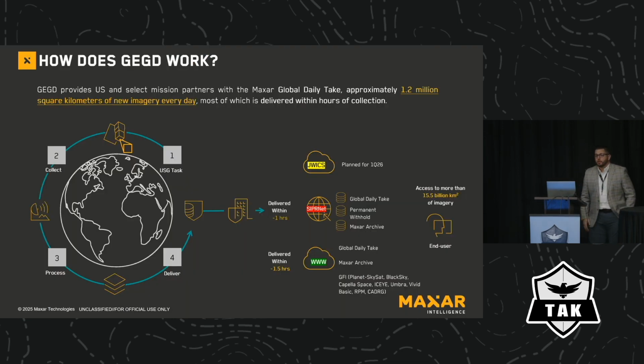So how does all of it work? Global EGD, with the use of the sensors just discussed on the last slide, provides US and select mission partners with what we call our global daily take, which is approximately 1.2 million square kilometers of imagery uploaded each day to the platform. What that looks like is tasking, collection, processing, and then delivering. Within roughly about an hour, those pixels will be available in the SIPR environment. And then there's an additional half hour of processing time to make those pixels available in the unclassified environment.